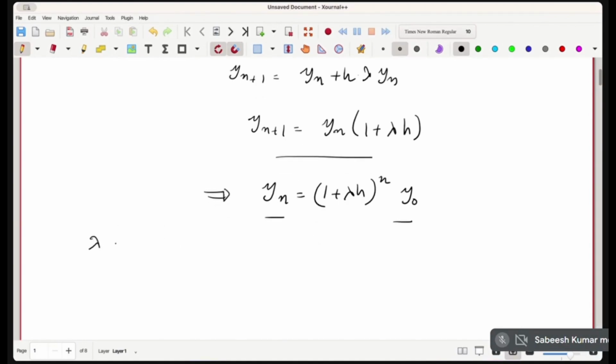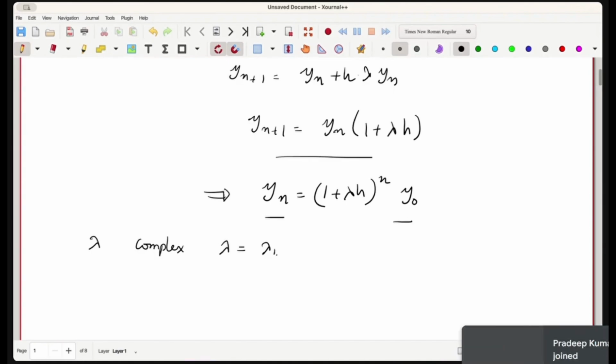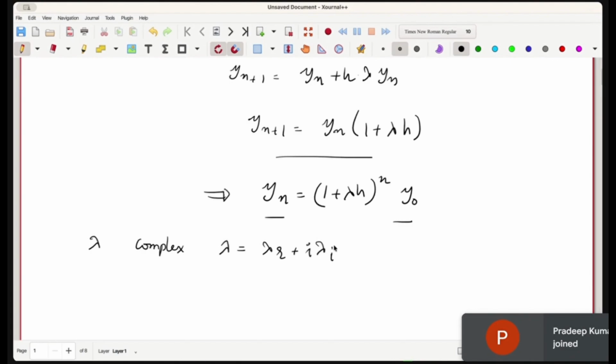lambda can in general be complex, right? That means lambda can be decomposed as lambda real plus lambda imaginary. So we have lambda real plus i times lambda imaginary. That's what we said.